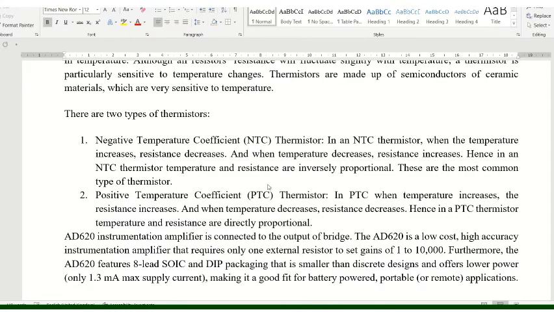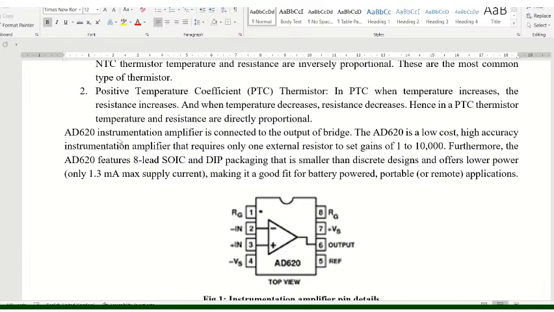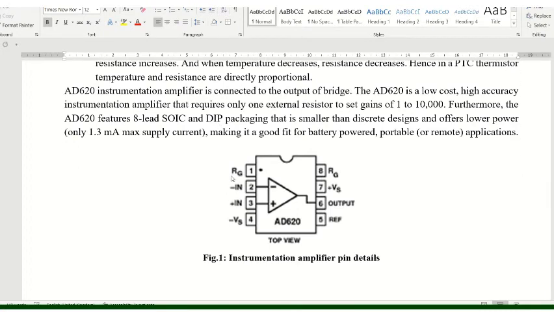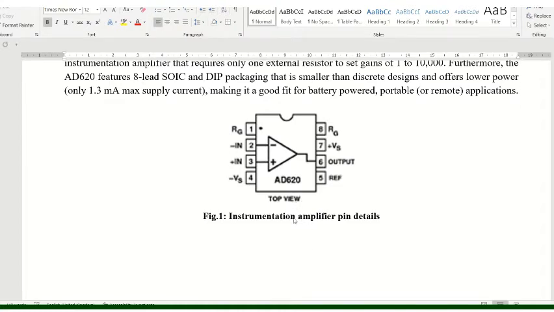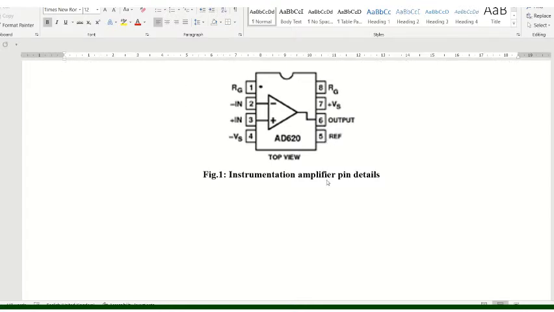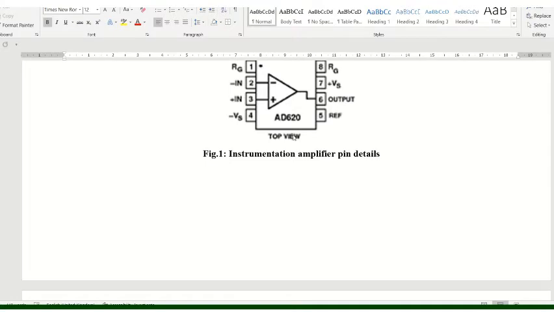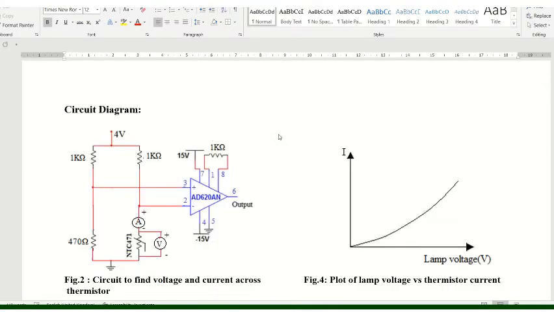All this theory we have just gone through, and the instrumentation amplifier I leave to you, which is an IC. The IC circuit is shown here with the pin diagram. As I said, it requires plus 15 and minus 15 V. The input pins are 3 and 2, that is plus and minus, and the output pin is 6. The reference is pin 5. You can observe the connections of this AD620 in the circuit diagram shown here.